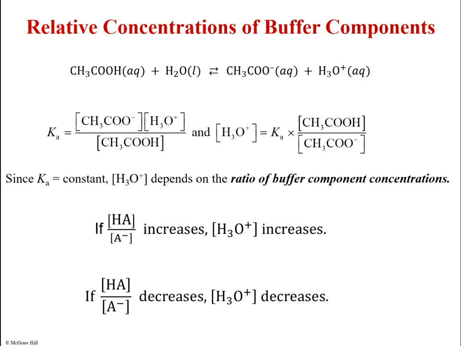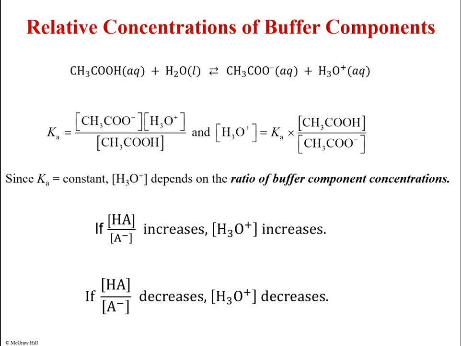Next, let's look at the relative concentrations of buffer components. So we continue looking at our acetic acid acetate example, and here we show the equilibrium constant. So the equilibrium constant, the acid dissociation constant Ka, is equal to the acetate concentration times the hydronium concentration divided by the acetic acid concentration. And we can rearrange this to get the hydronium concentration, which is ultimately what we'll want later on, and that will be equal to the acid dissociation constant multiplied by the concentration of acetic acid divided by the concentration of acetate.